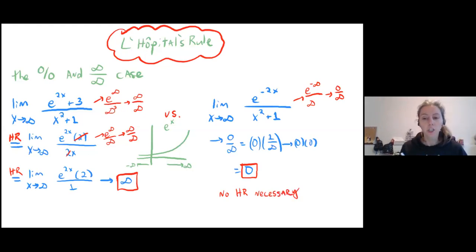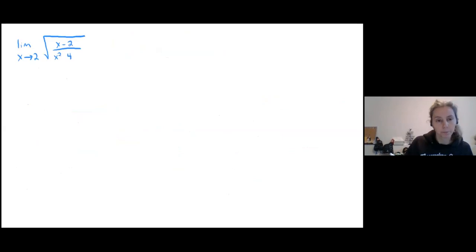Okay, so we're just going to do one more quick problem to see another 0 over 0 or infinity over infinity case to see another thing that can happen. So our next problem will be the limit as x approaches 2 of the square root of x minus 2 over x squared minus 4.